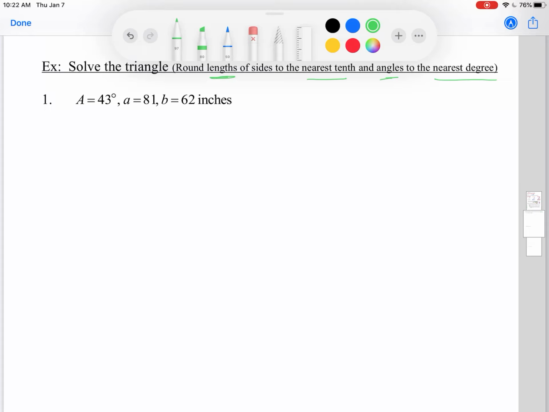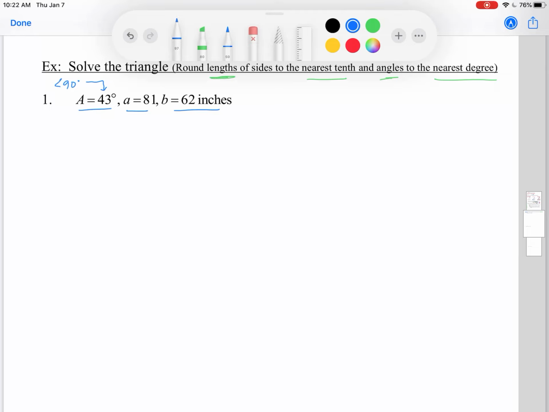All right. So in question 1, I give you angle A is 43 degrees, side A is 81, and side B is 62 inches. All right. So take a look. We're given two sides. And we're given an angle, and just double check that angle is indeed less than 90 degrees. So I need to remind myself that yes, I will need to be checking for two triangles on this problem.